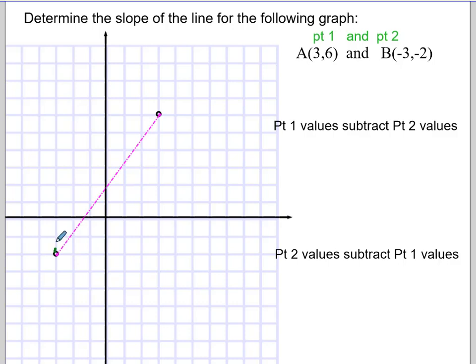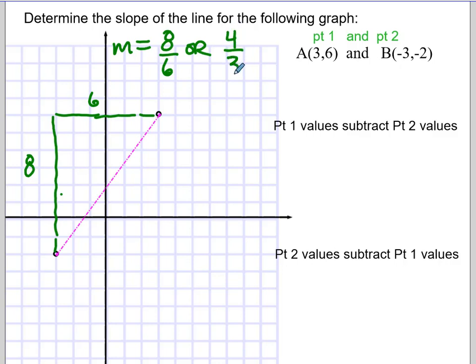So if I make a little triangle here and I just count really quickly, because sometimes that's the easiest way to get these. 1, 2, 3, 4, 5, 6, 7, 8 is my rise. 1, 2, 3, 4, 5, 6 is my run. So my slope here is 8 over 6, and I want to have that in lowest terms, so that would be 4 over 3.